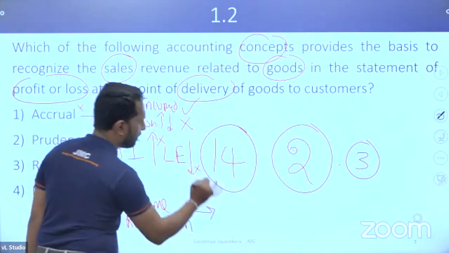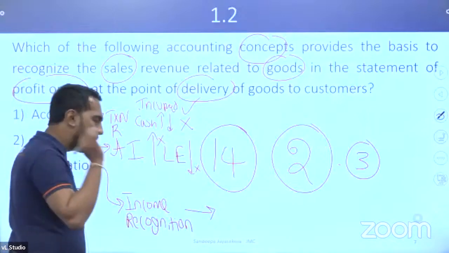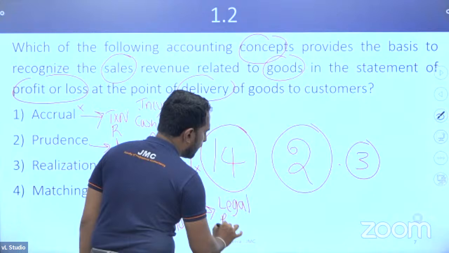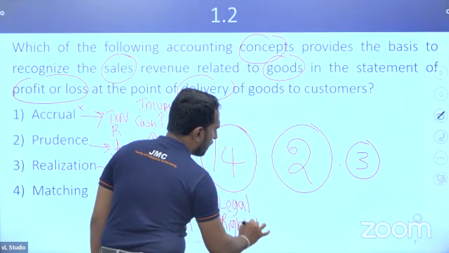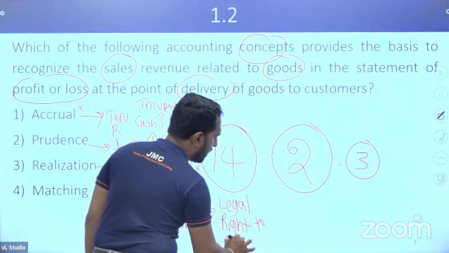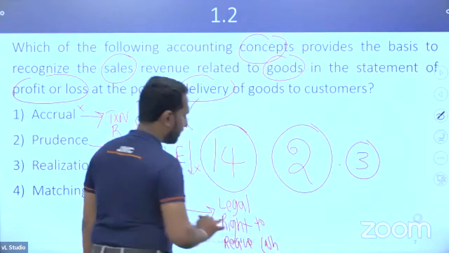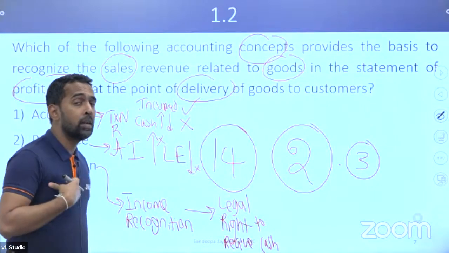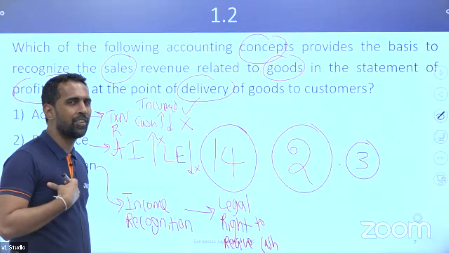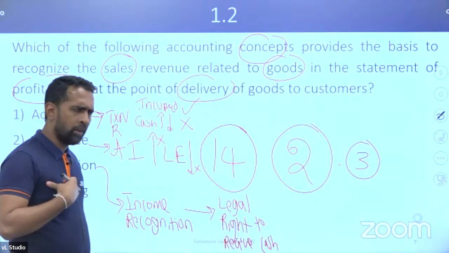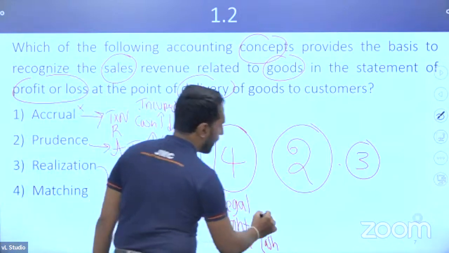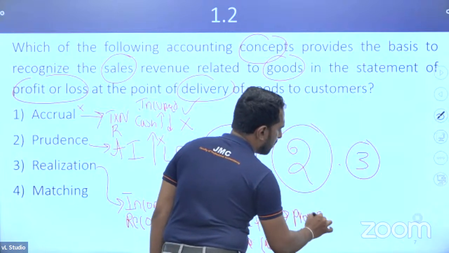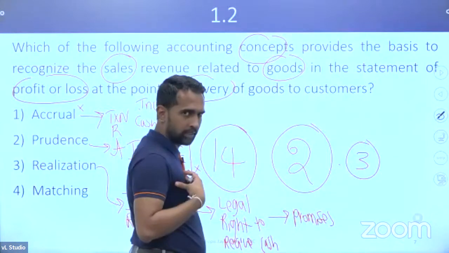And it says, income shall be recognized when you have the legal right to receive cash. You should recognize the income when you have a legal right to receive. And when are we going to establish that legal right? When we have honored the promises.